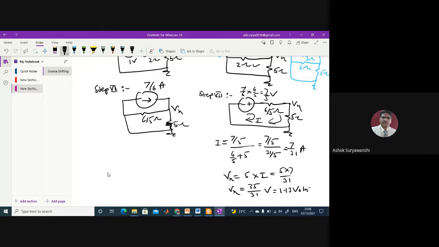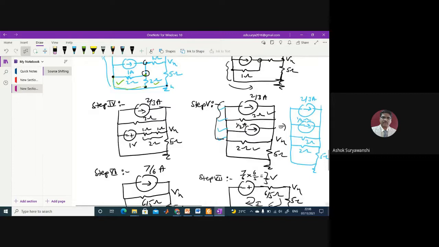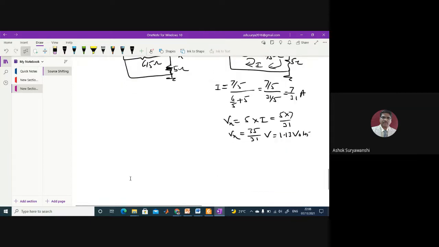Another way is also there. I'll show you here. So this is one way. Now let us start alternatively from step number 5. You can see step number 5. I'll just copy step number 5 as it is.